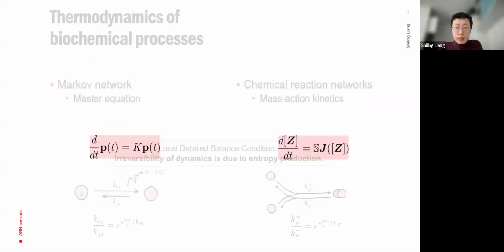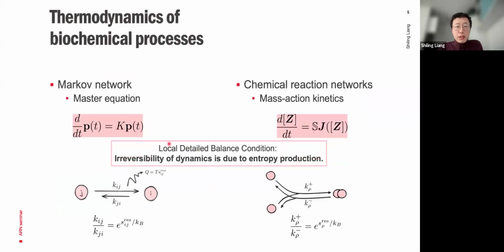Now we have the equation of motion. What we want to introduce is the thermodynamics of the system, so we need to incorporate thermodynamics with the kinetics. To do so, we can introduce a local detailed balance condition. Basically, it measures the irreversibility of the dynamics using the entropy production. For a Markov network, for any transition between two states, we have forward and backward rates, and the ratio of these two rates is determined by the entropy production along the forward direction. The more irreversible the process is, the more entropy production it produces from J to I, and the larger the ratio of the forward to backward rates.